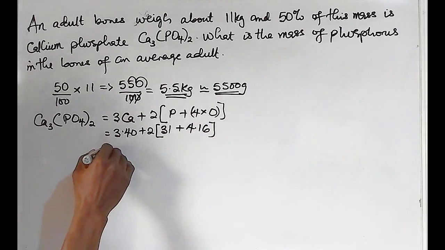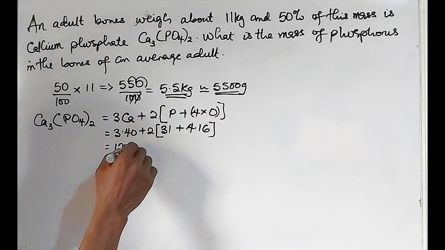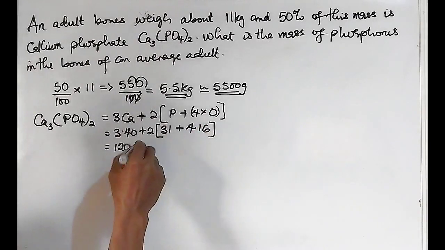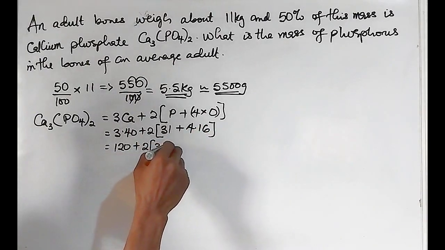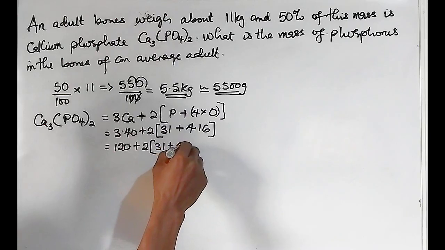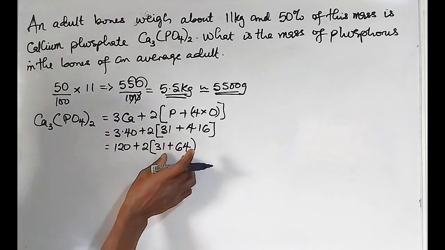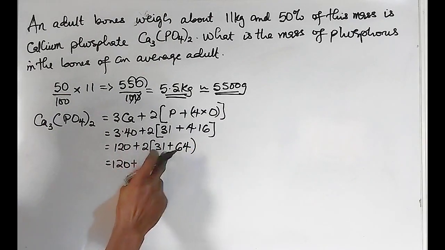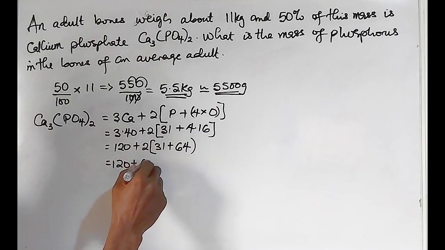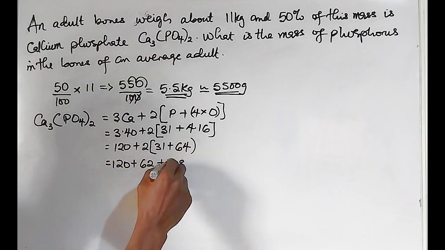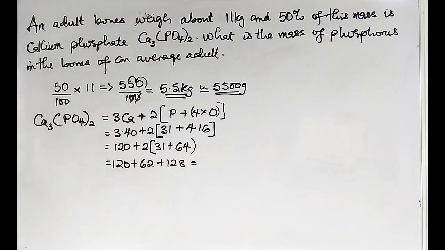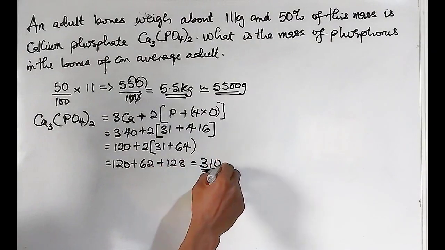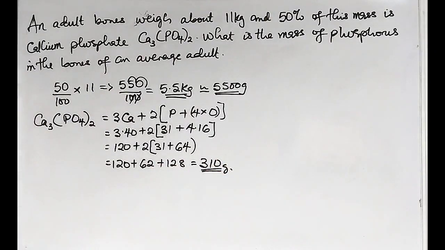Okay, so here we have 120 now plus 4 times 16, that will be 64. And when we multiply these two here, that will be 2 times 31, that will be 62, now plus 8, and when we add all this together, this one should give us 310 gram per mole.